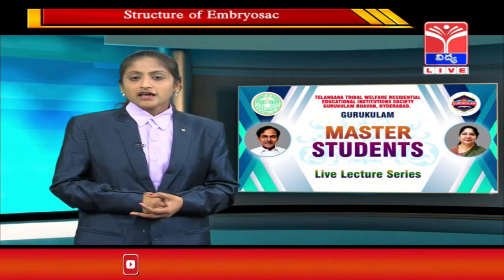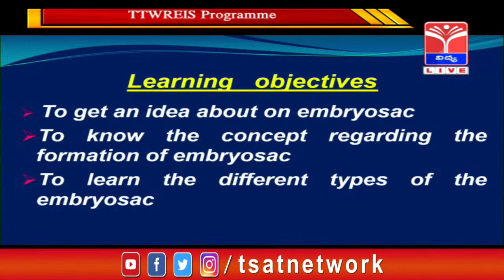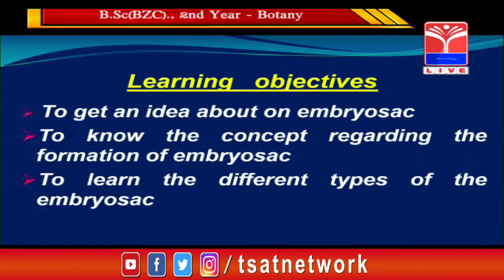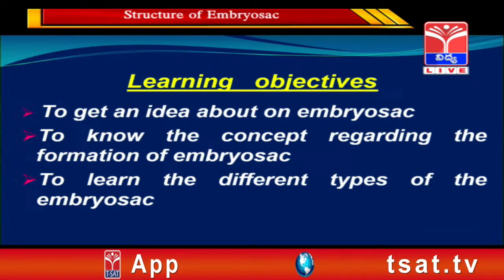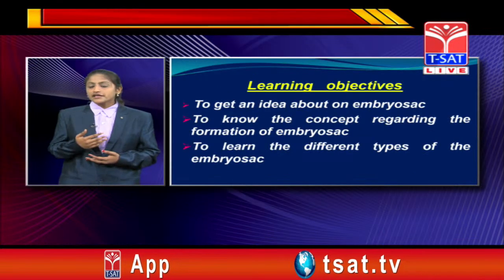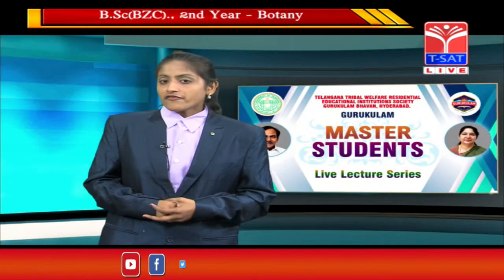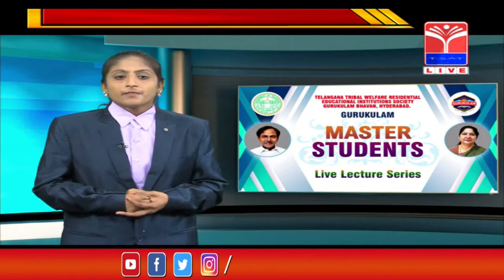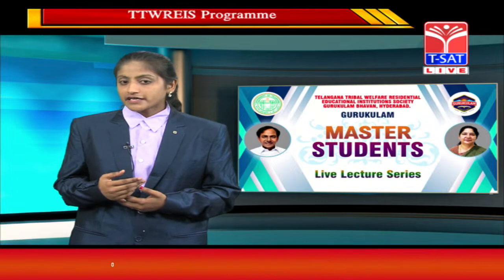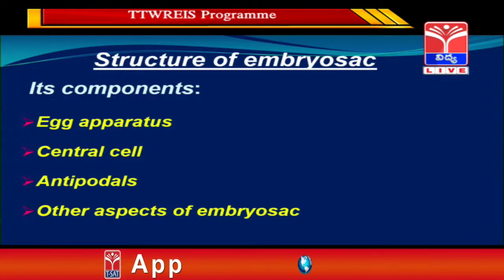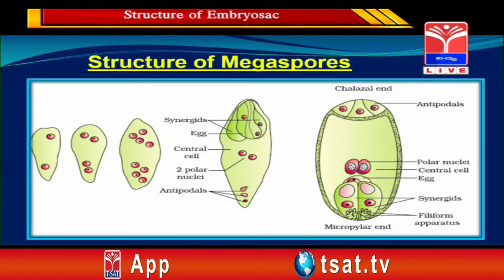And next we will learn about learning objectives. In this learning objective, we learn to get an idea about an embryo sac, to know the concept regarding the formation of embryo sac, and lastly we discuss about the different types of embryo sac. And next, structure of embryo sac and its components. Embryo sac mainly contains 3 components. They are egg apparatus, central cell and antipodals. And last we discuss about other aspects of embryo sac.